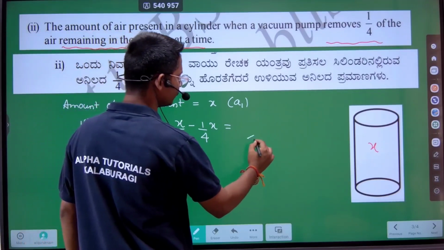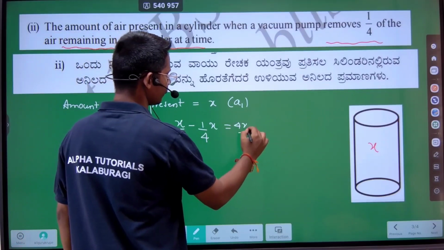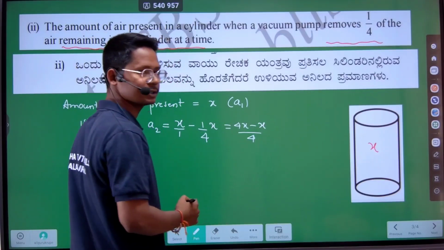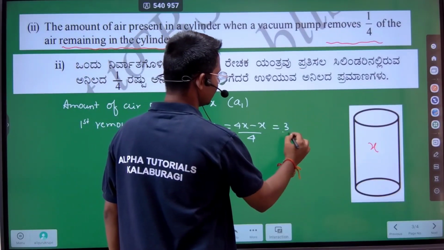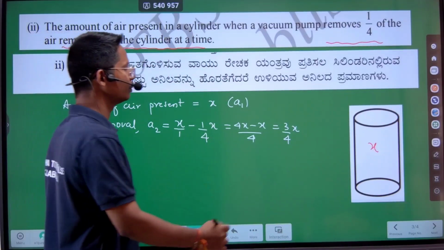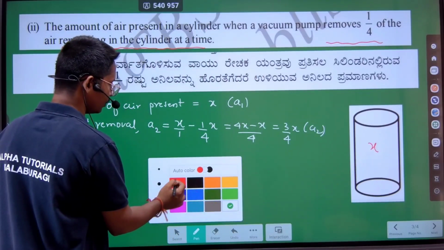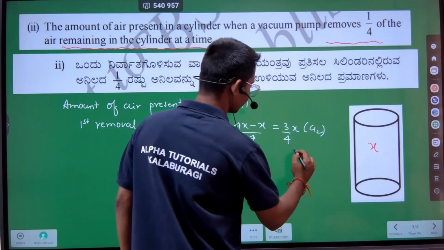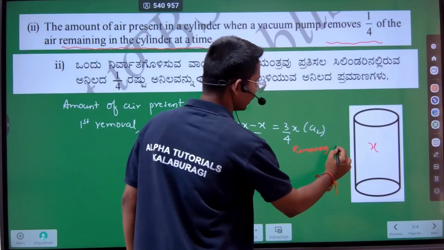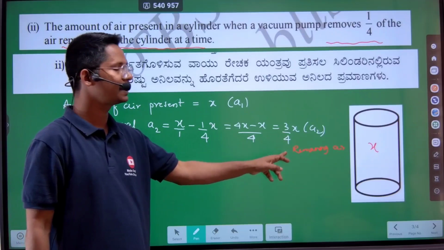LCM is 4. So 1 into 4 is 4, and here also 4, so 4x minus 4 into 1, that is 1 into x, just x. So how much is it? It is 3 by 4x. Okay, 3 by 4x, this is going to be your A2. So this is the remaining air. After the first removal, the remaining air is 3 by 4x.